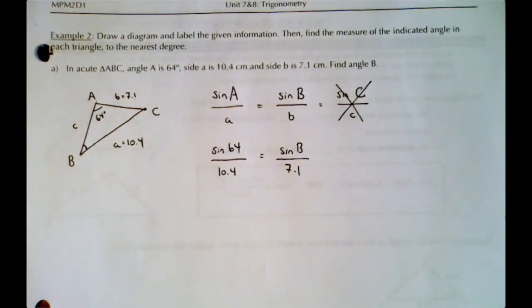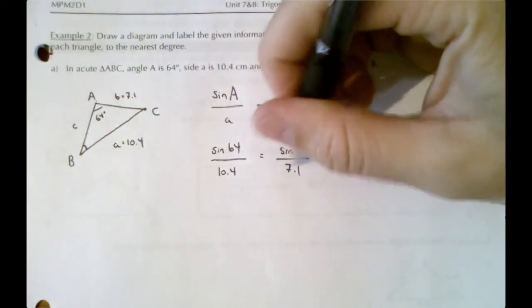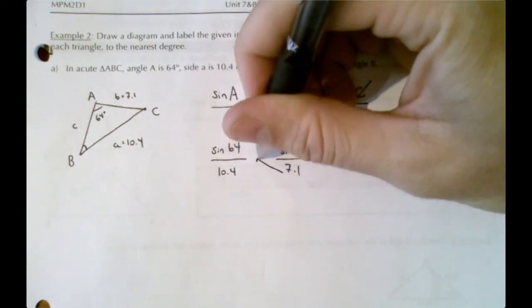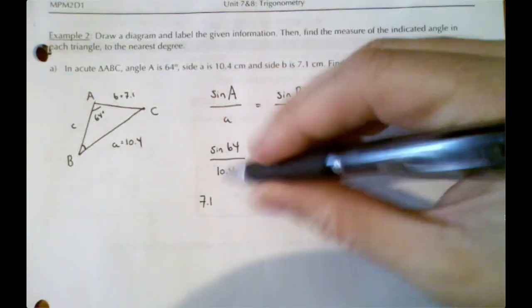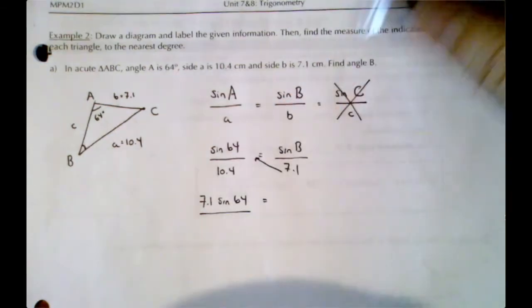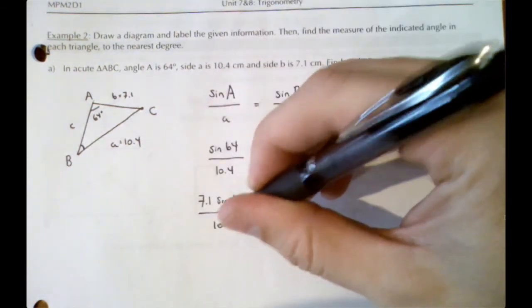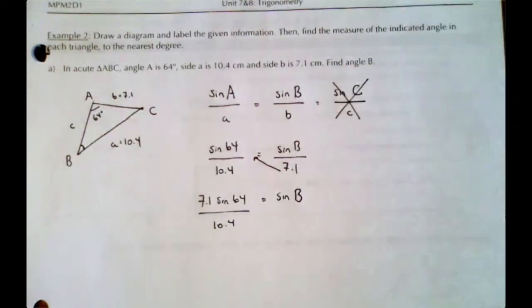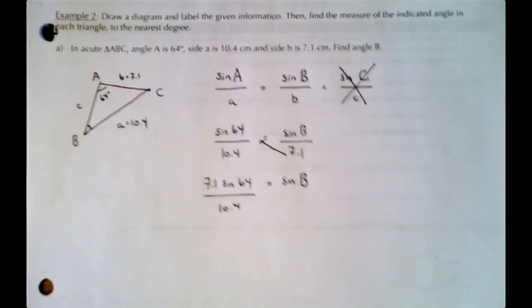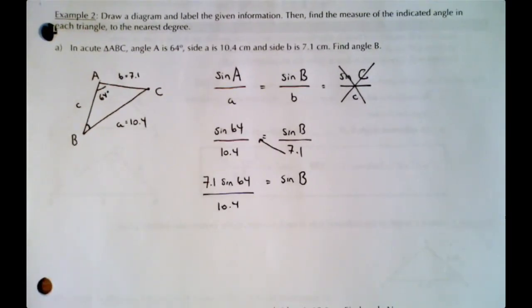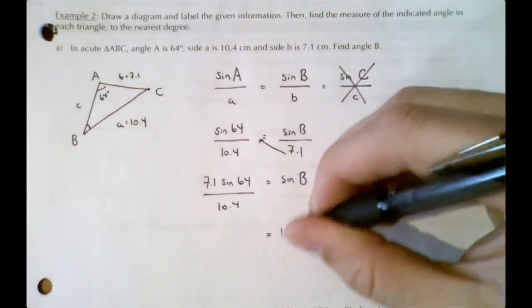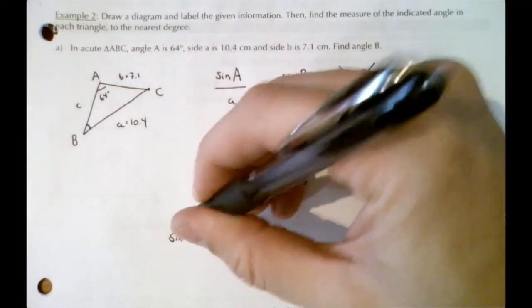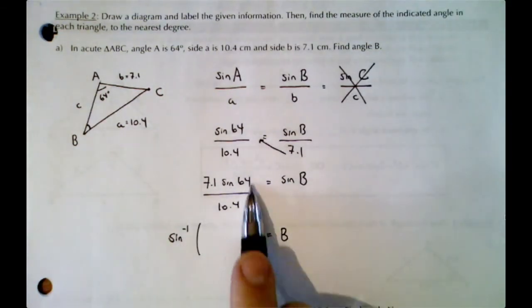Now, the rearranging step to solve for an angle is one step more. We still start by bringing the bottom up to the other side. This time we're not bringing up sine of something, we're bringing up a number. Numbers go in front of sine, so we've got 7.1 sine 64. So basically we're multiplying both sides by 7.1. That leaves us with just sine B. And if you remember from SOHCAHTOA, if you're solving for an angle, you need to use the inverse. The inverse of sine is sine inverse. So if we want to get B by itself, we need to do sine inverse of this entire thing.